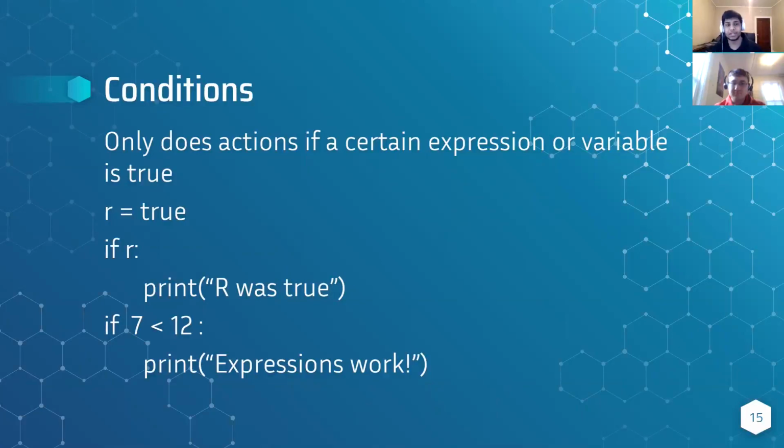Another example is that not only could it just be Boolean variables, but it can also be certain expressions, such as 7 is less than 12. We obviously know that is true, so then it would go into the print statement, expressions work.